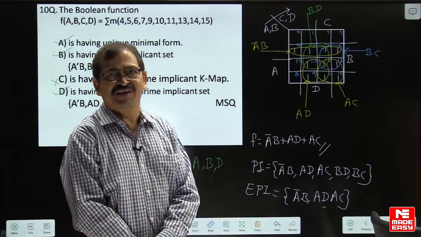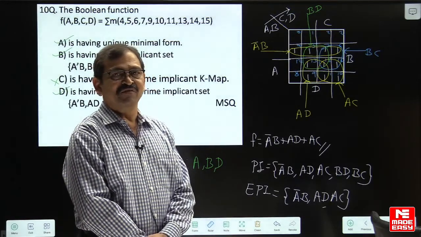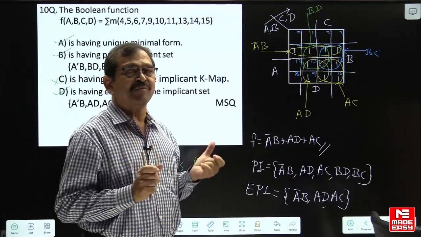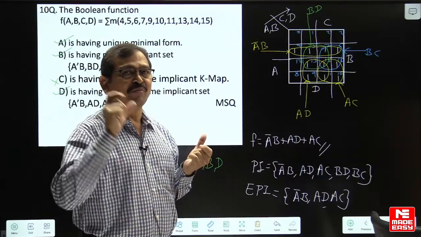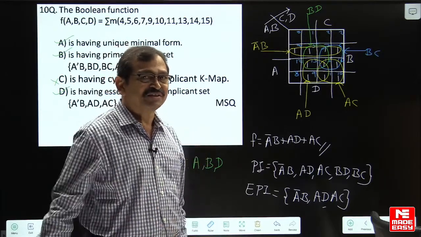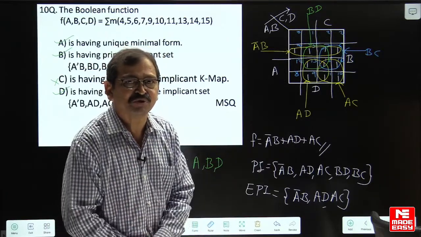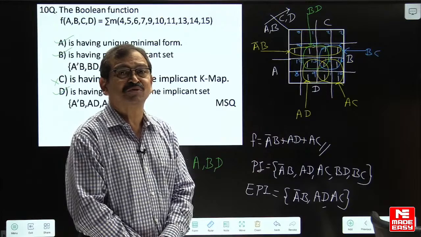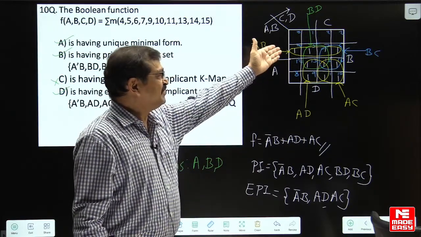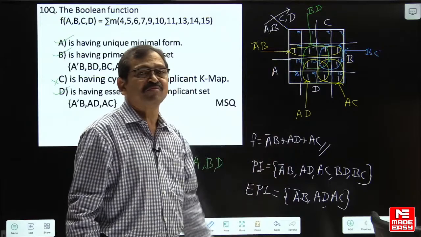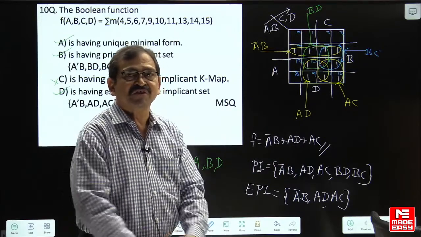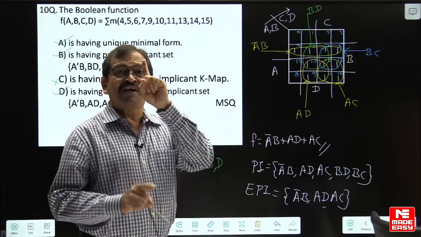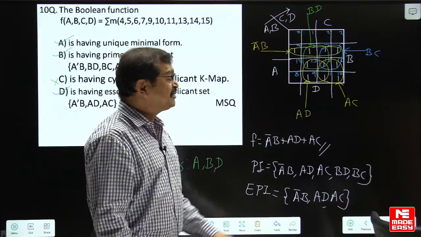As you know, medicine students, the definition of prime implicants and the definition of essential prime implicants, and also you know how to identify quickly by using the K-map how many prime implicants and how many essential prime implicants. The number of prime implicants is equal to the number of all possible largest size subgroups in the K-map. So these are the 5 largest size subgroups, so these are the 5 products which are the prime implicant set. And the number of essential prime implicants is equal to the number of all possible largest size subgroups in which at least one cell is without overlapping.